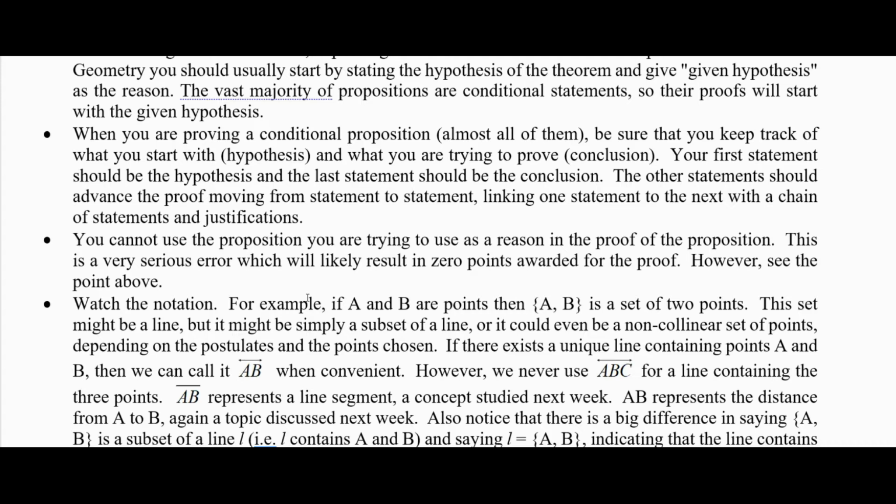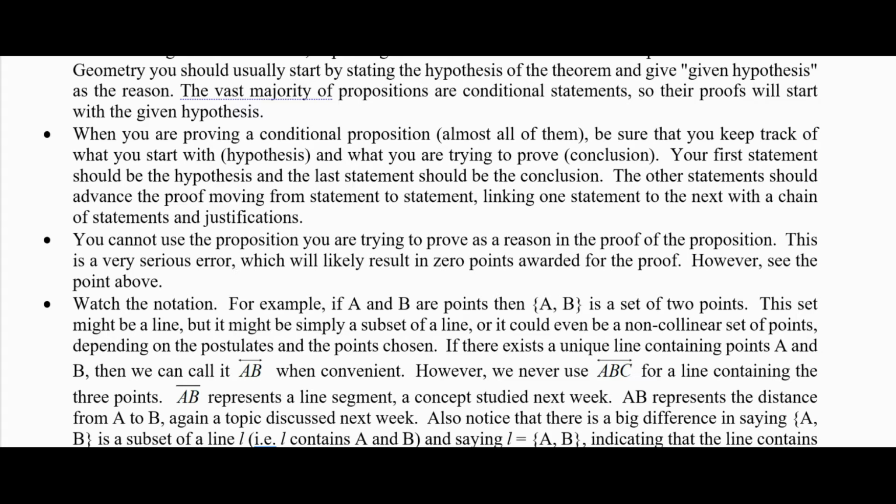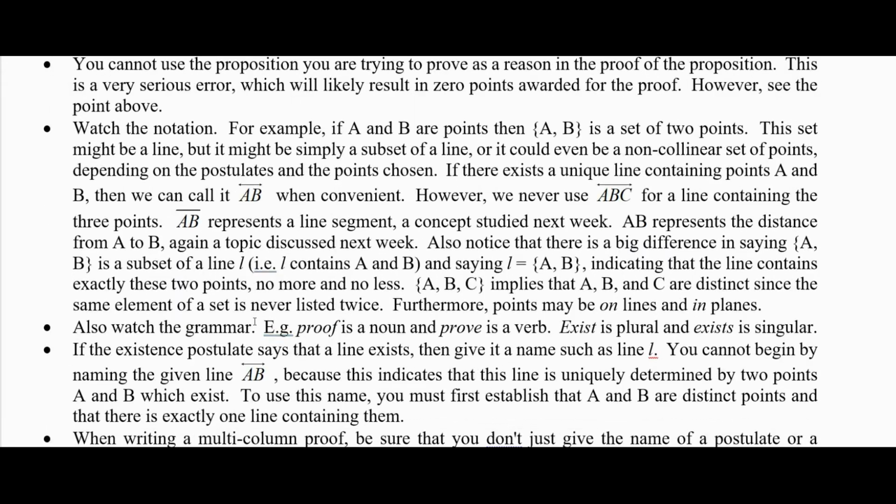One thing you absolutely cannot do is use the proposition you're trying to prove as a reason in the proof of the proposition. This is a very serious error, which will likely result in 0 points awarded for the proof. However, see the point above that you do use part of that statement. You use the hypothesis as your first step, and you use the conclusion as your last step, but you never use the whole statement as a reason anywhere in your proof.